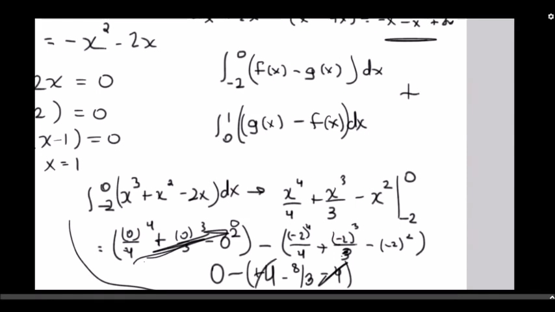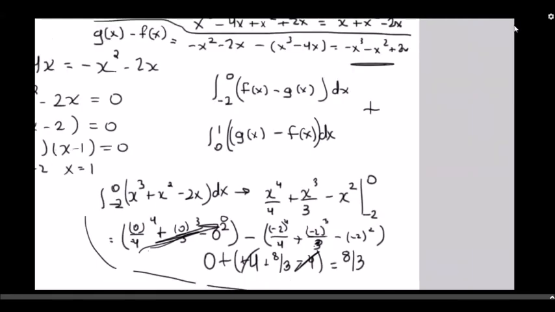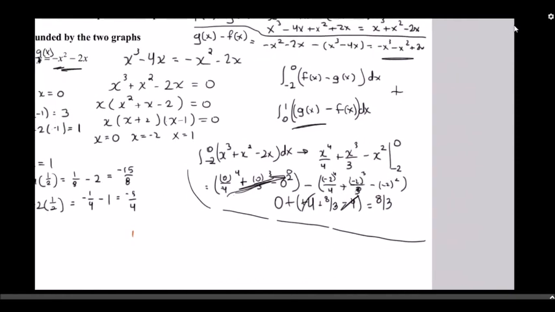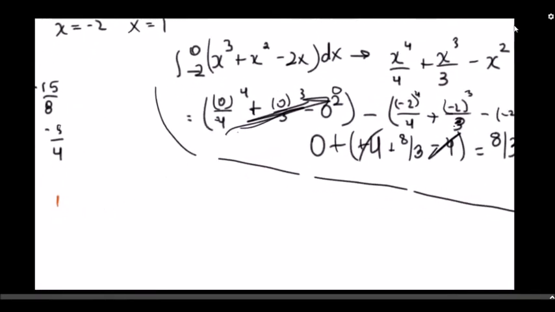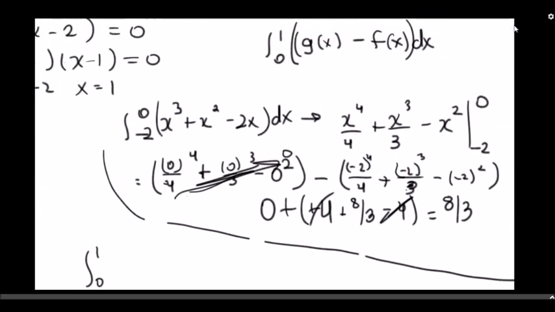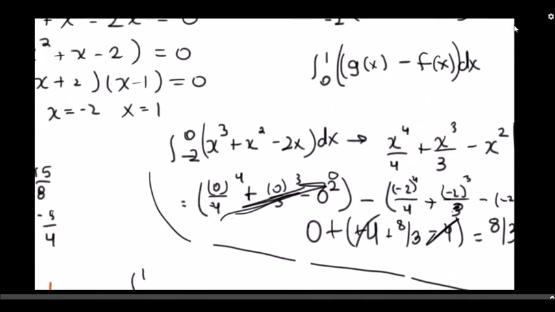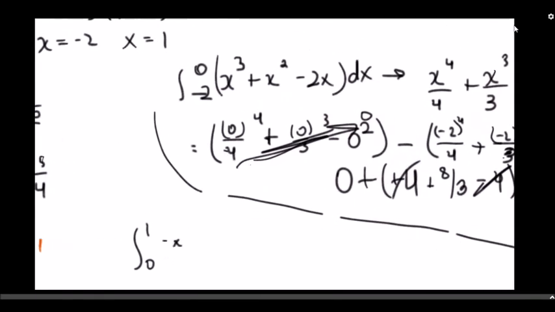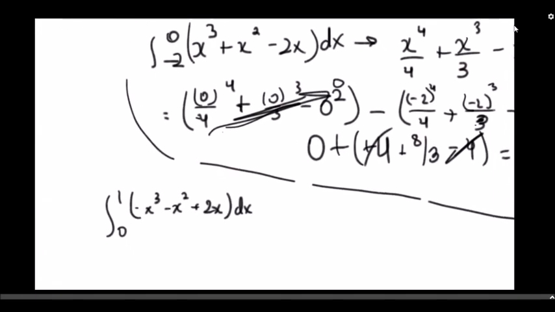Let's try that again. That cancels with that. We've got a plus, a negative, so that equals 8/3. So now we need to do the other integral, this one here, from 0 to 1. The integral from 0 to 1 of g of x minus f of x, which we found right there. So it's negative x to the third minus x squared plus 2x dx.